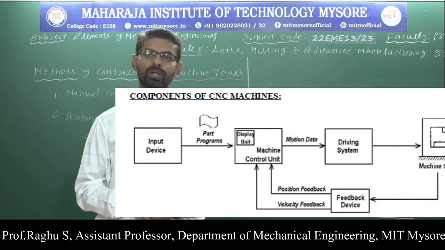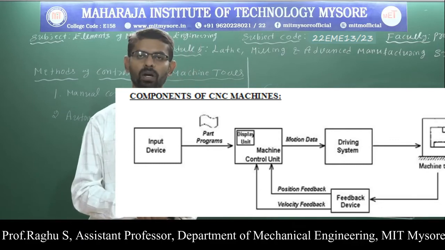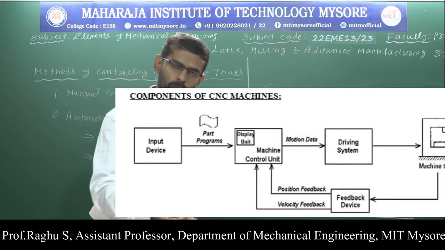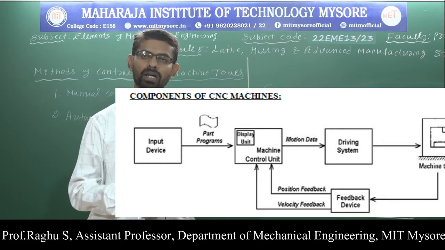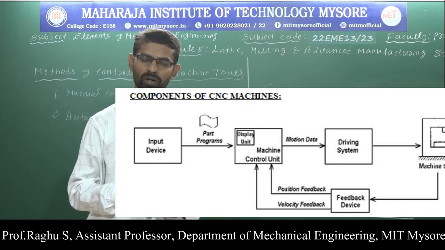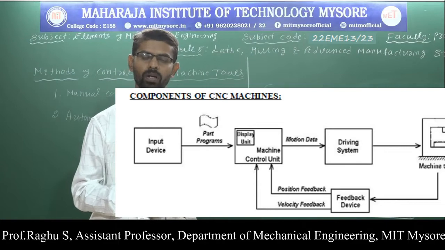The next component is the machine tool. The machine tool performs various operations on the workpiece. Here it converts the raw material to a finished product by performing various operations. It consists of work table, cutting tools, work holding devices, tool holding devices, auxiliary equipment, and cutting fluid supply system.